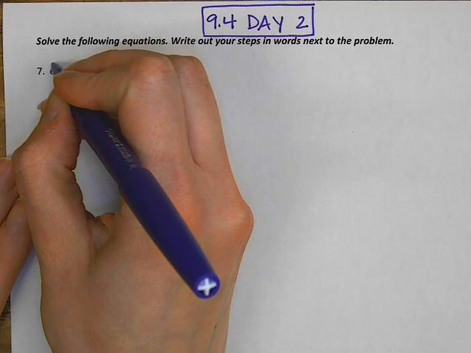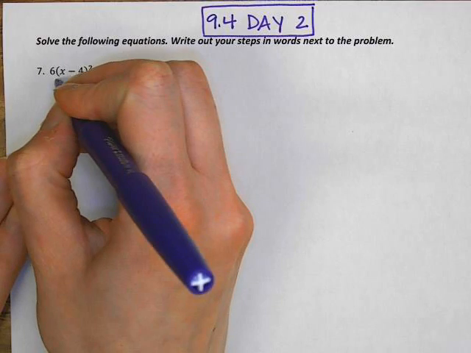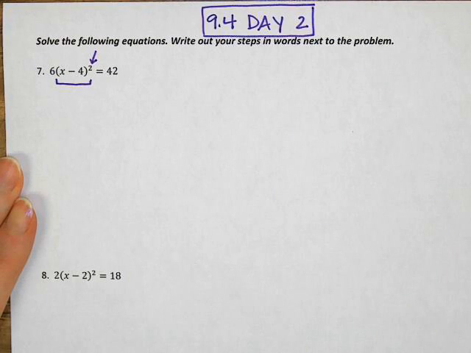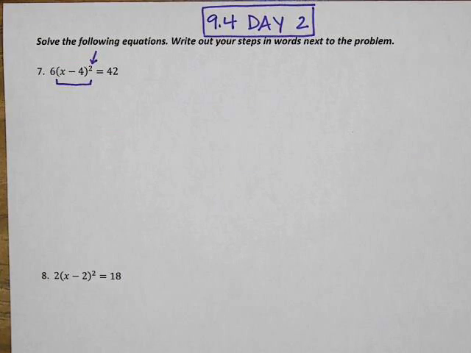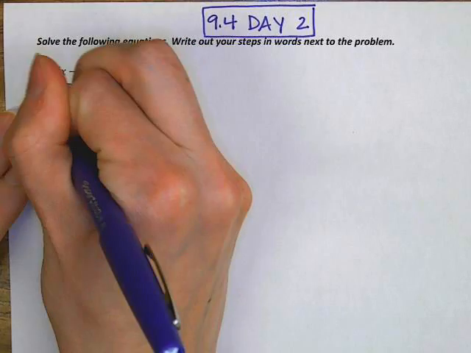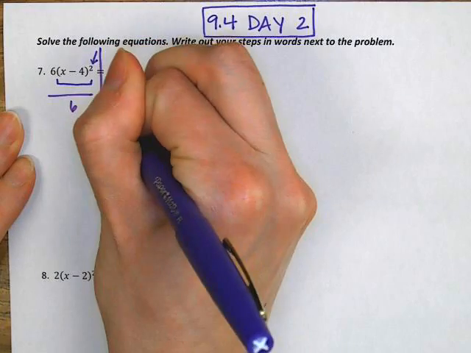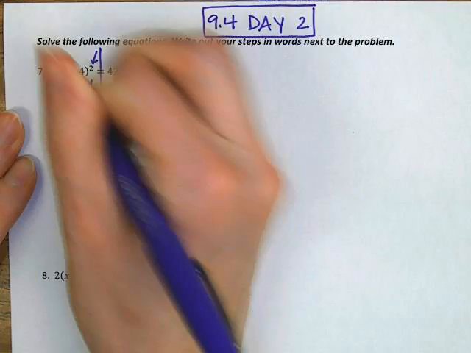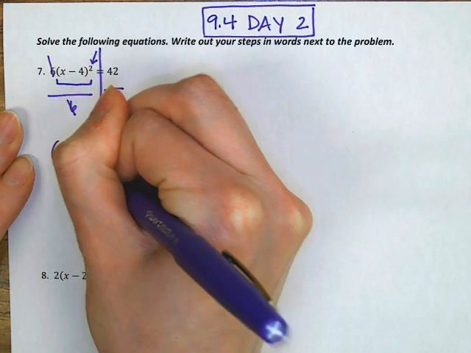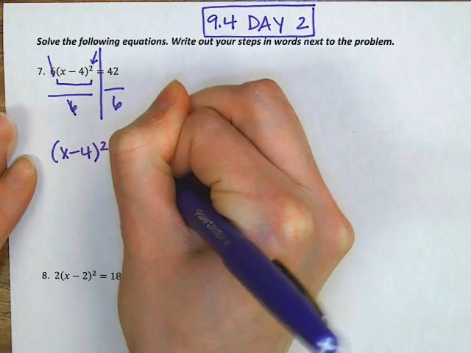You cannot distribute into a parenthesis with an exponent. So unfortunately, everybody wants to distribute. You cannot. The only way to get rid of this 6 is to divide by it. Just divide both sides by 6. And when we do that, we're left with (x minus 4) squared equals 7.